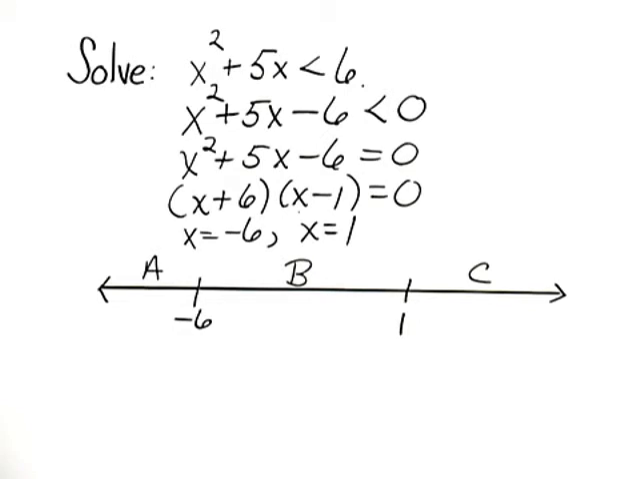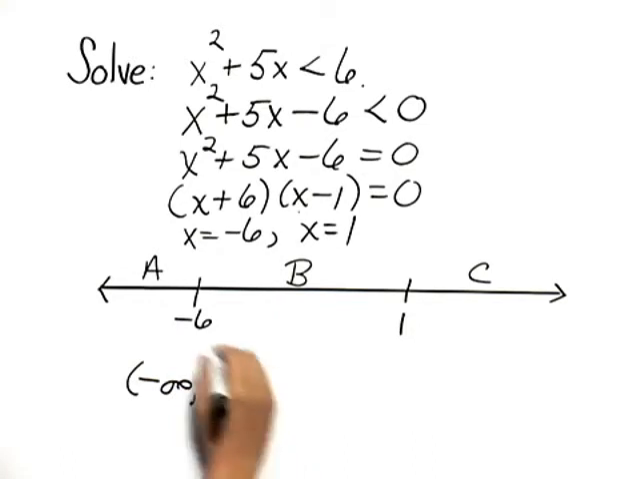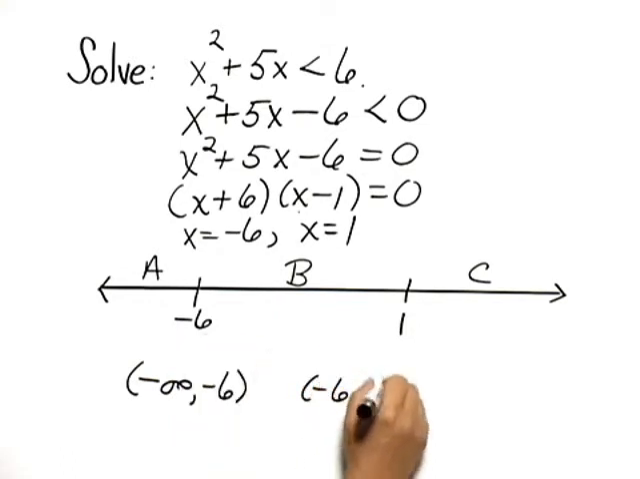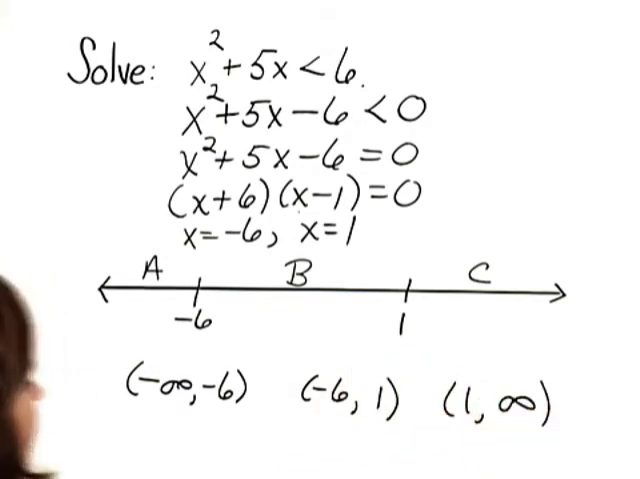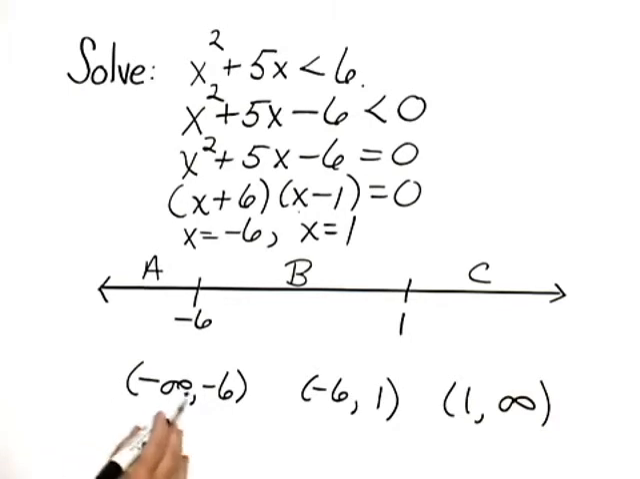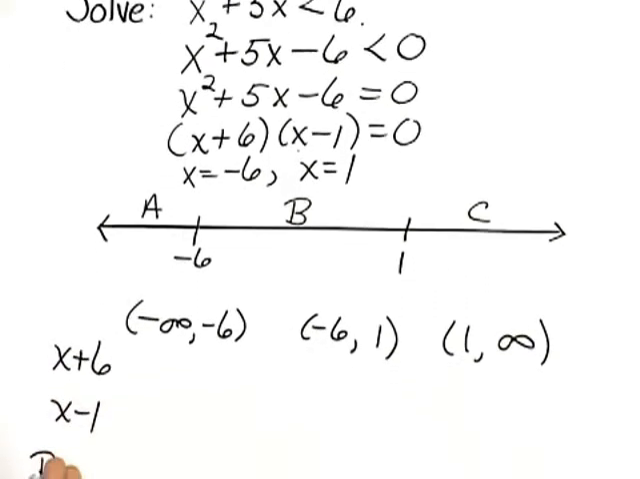So for our next step, we want to determine where x squared plus 5x minus 6 is negative and where it's positive. We have the intervals negative infinity to negative 6, then the interval negative 6 to 1, and then the interval 1 to positive infinity. This is interval A, interval B, and interval C. Instead of thinking of x squared plus 5x minus 6, let's think of the factored form, x plus 6 times x minus 1, because when we do that, we can really just look at the signs of those factors. And then we'll look at the sign of the product.